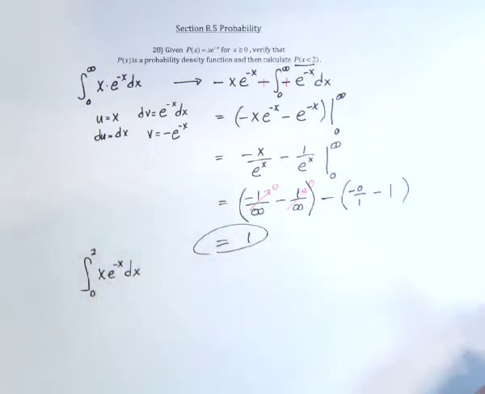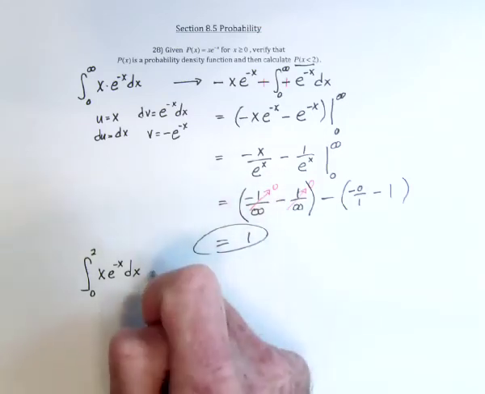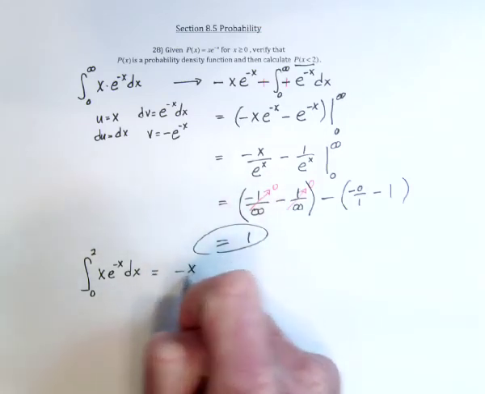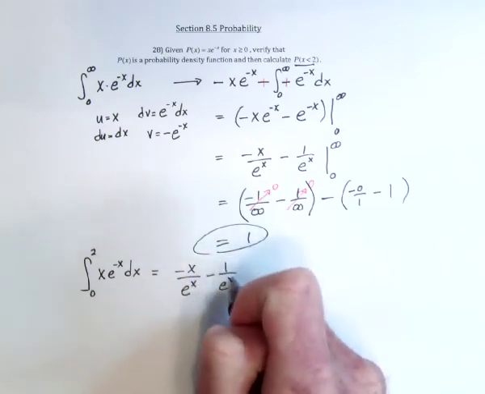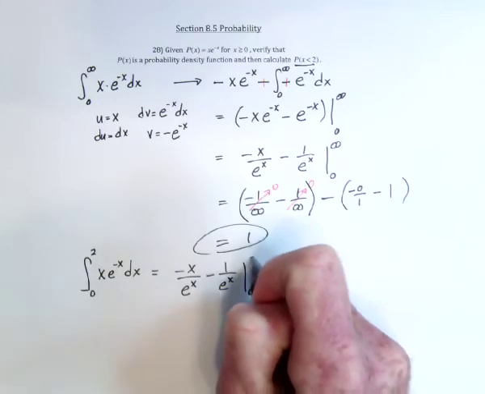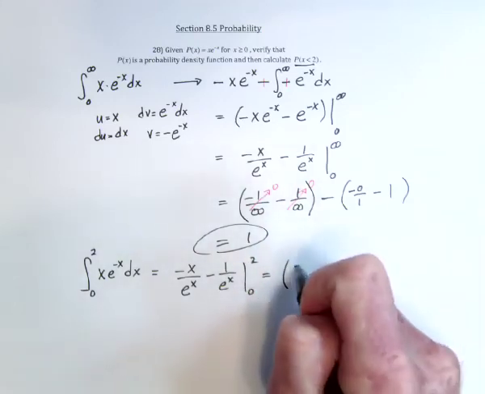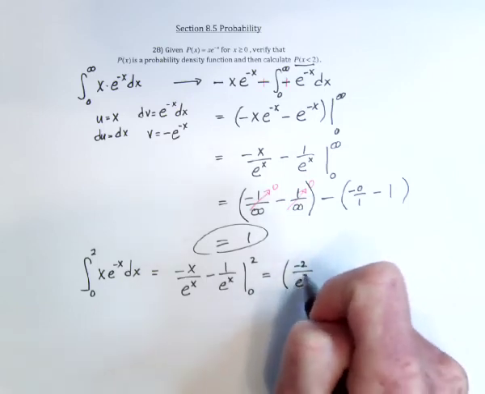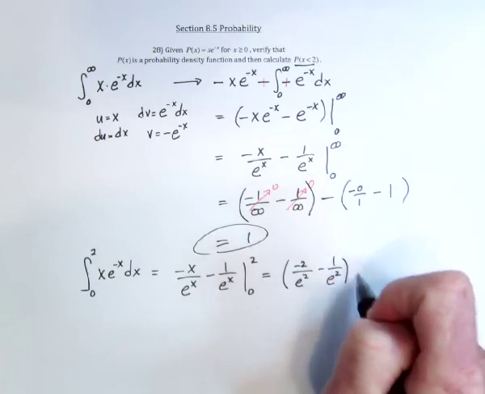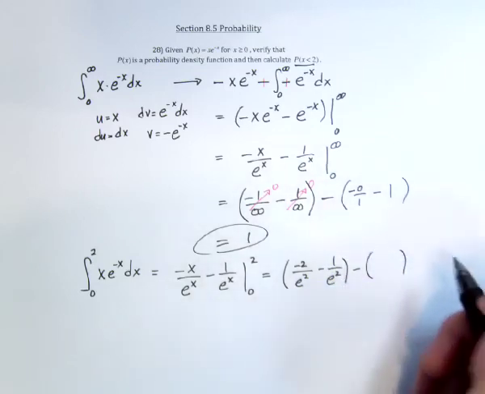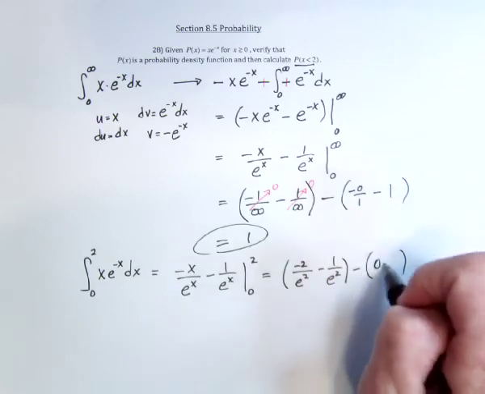So don't redo the same work, just go back to this right here and use the different limits. So we'd have it's negative x over e to the x minus 1 over e to the x. Evaluate from 0 to 2. So then we would have negative 2 over e to the 2 minus 1 over e to the 2. And then as we saw for this one, when you substitute 0, it becomes 0 minus 1.